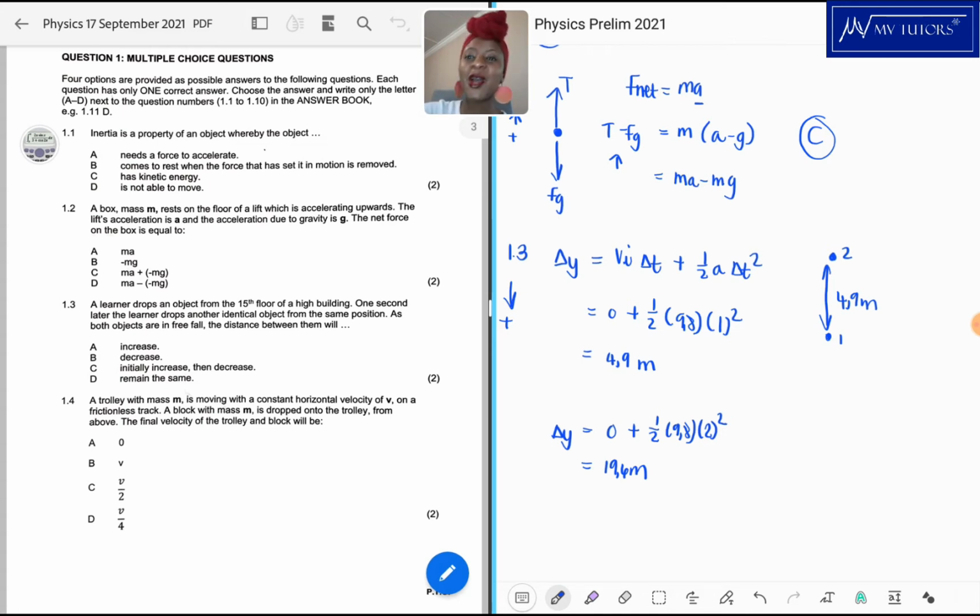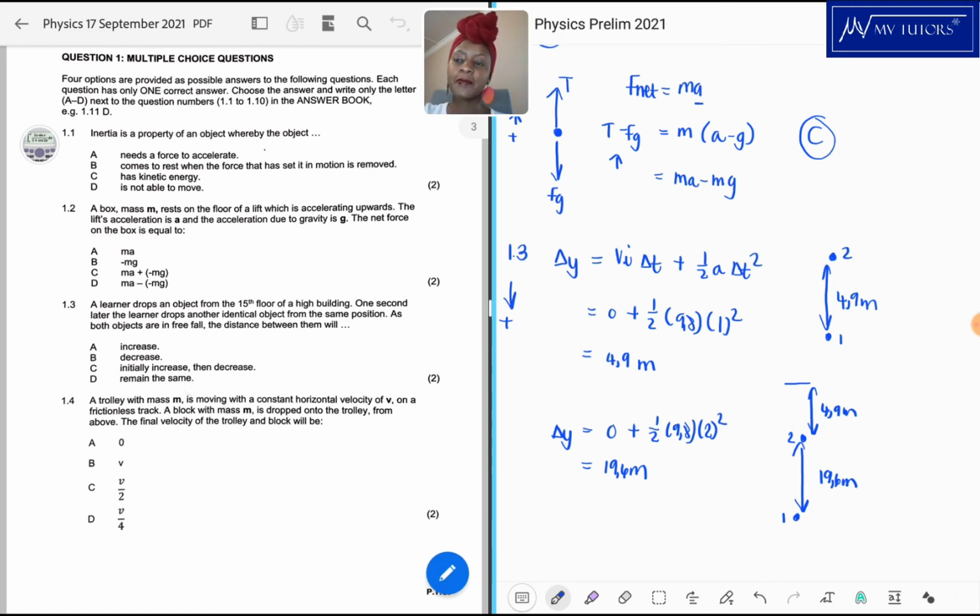expanded? So for now you have object 2 that just came up from the starting position. It was actually 4.9 meters, but this is object 2, and object 1, I didn't draw that to scale. Now it's 19.6 meters. So the distance keeps getting bigger as these objects fall.